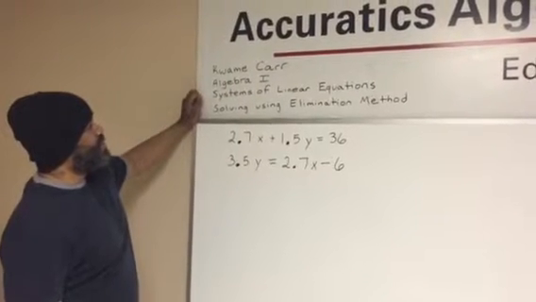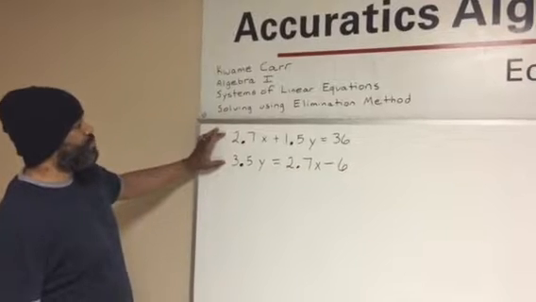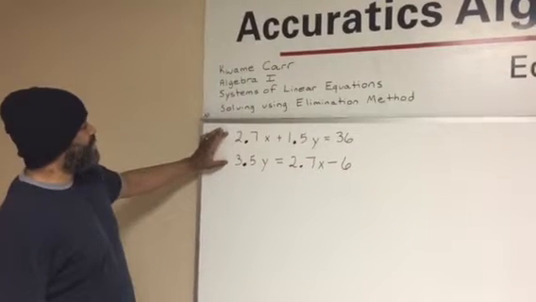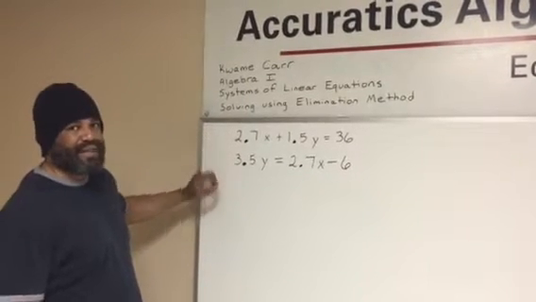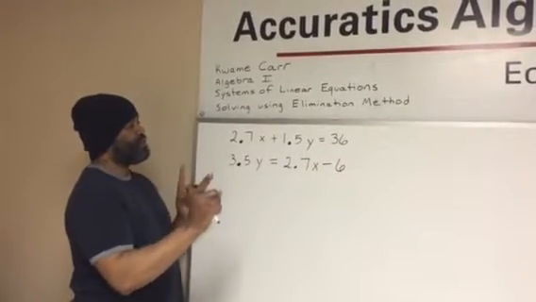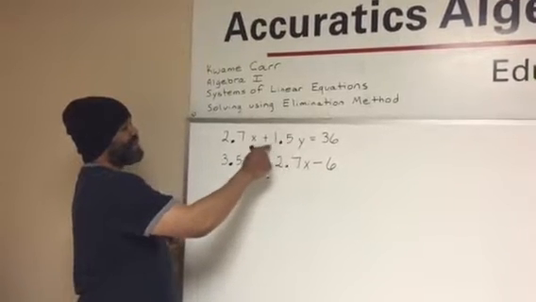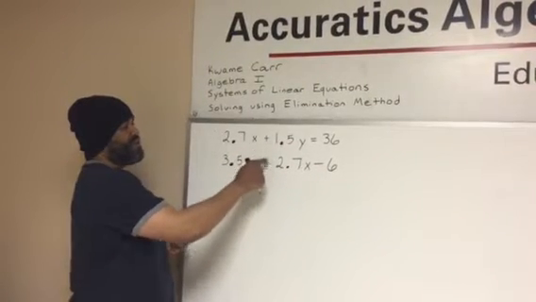Algebra and dealing with systems of linear equations, you may recognize these types of problems. What we have here are two equations that must be solved, and we want to solve for x and y. We want two numbers, one number representing x, one number representing y, that solves both of these equations.